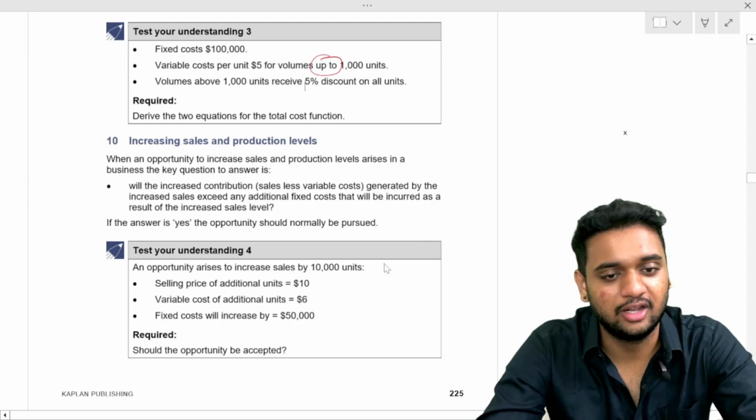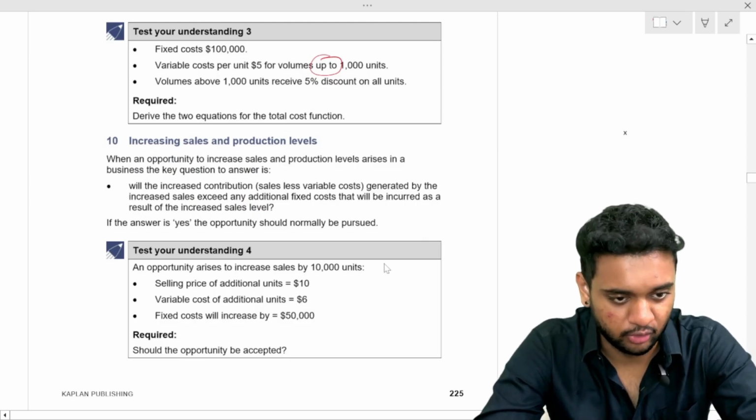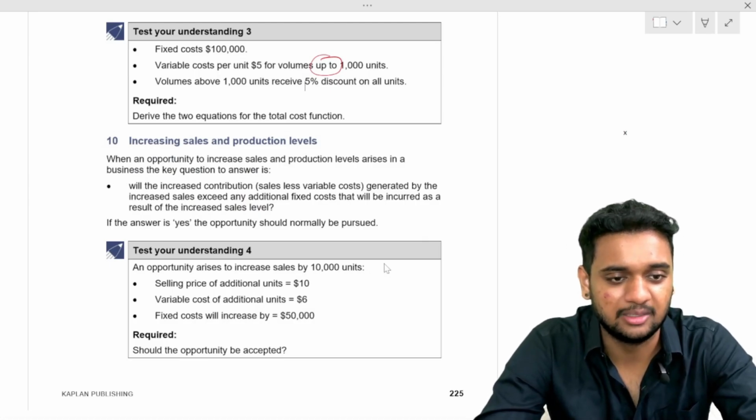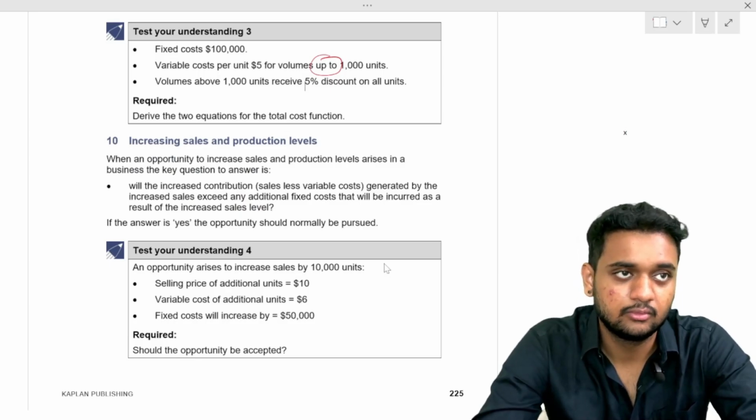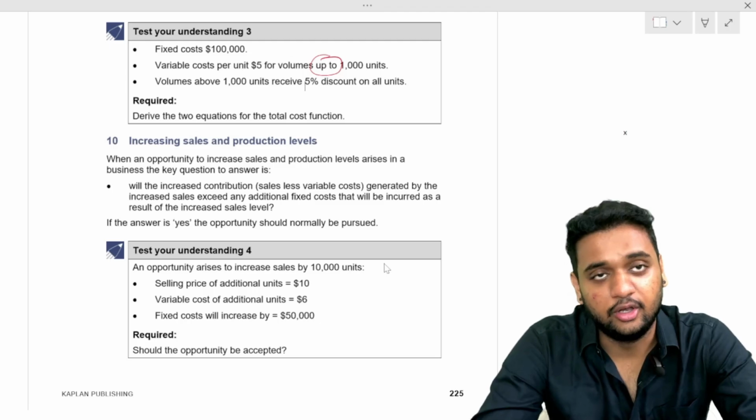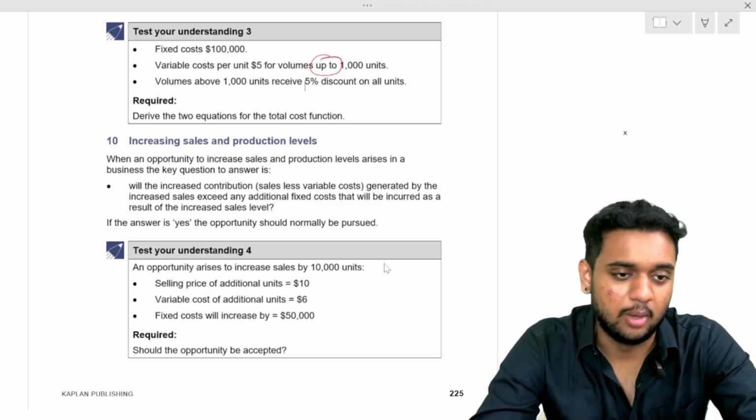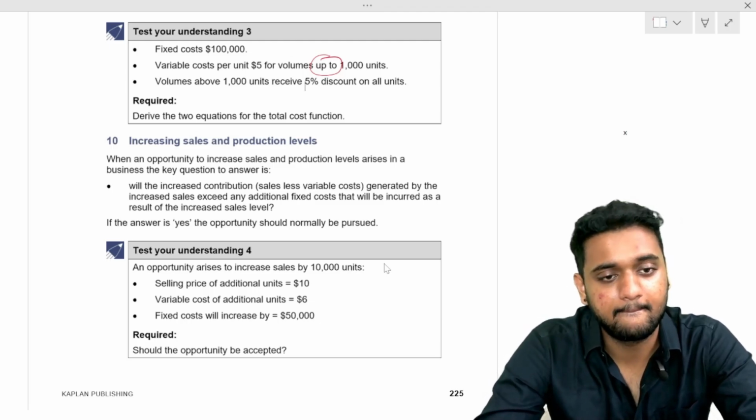Now come to another very logical question. Come to test your understanding question number 4. You tell me, should the opportunity be accepted or not? Nothing, with mind only you can calculate. You calculate and tell me, should this opportunity be accepted or not?